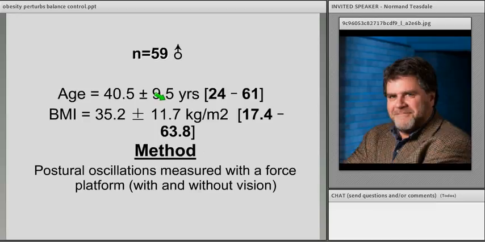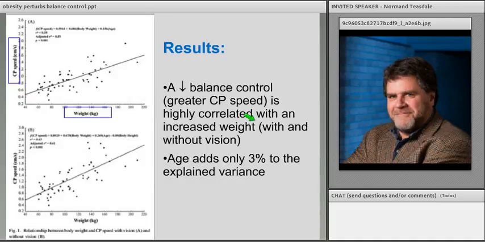We simply recorded postural oscillations with a force platform with and without vision for 59 males. They were from 24 to 61 years old and with a BMI of 17.4 to 63.8 kilograms per meter squared. And those are some of the results.